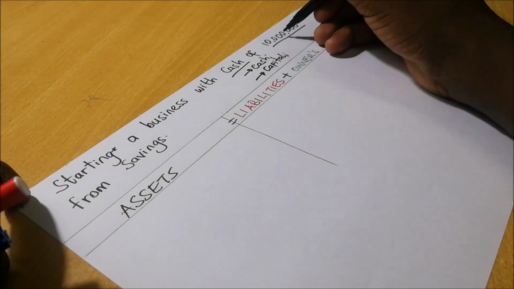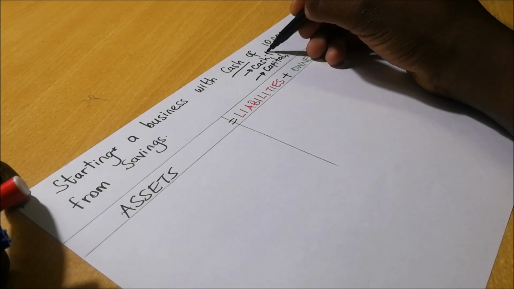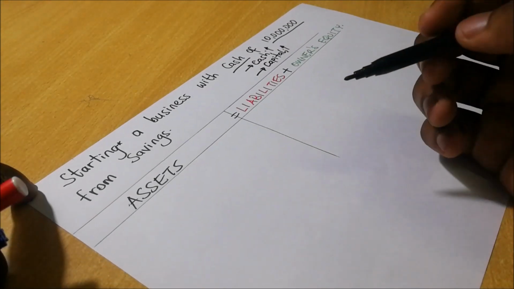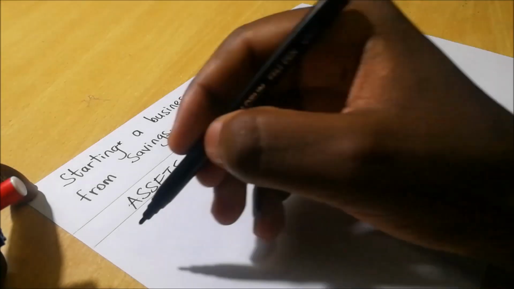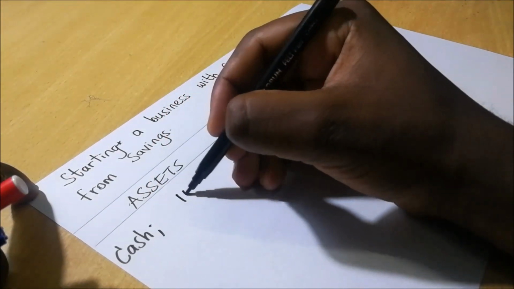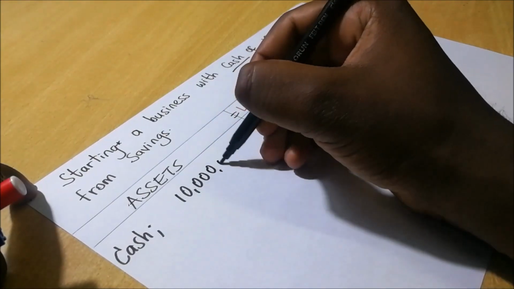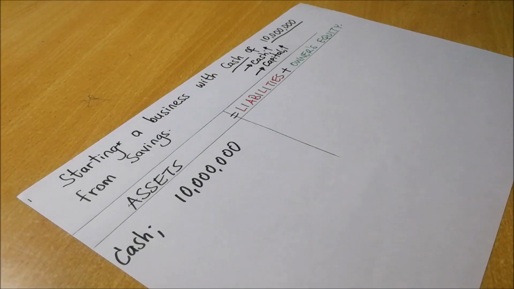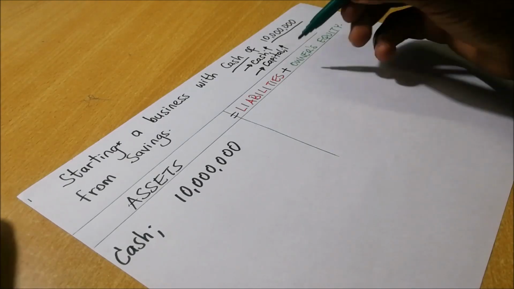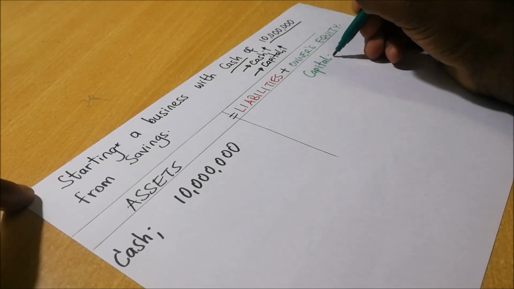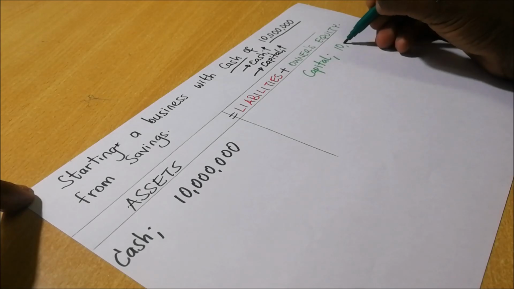What has happened to cash? Of course, when you put 10 million in cash, the cash has increased and capital has increased, and so our accounting equation here becomes assets. The assets we have here are the cash that has been injected in the business, which so happens to be 10 million, and then we have the capital, which falls under owner's equity. And this capital is also 10 million shillings.